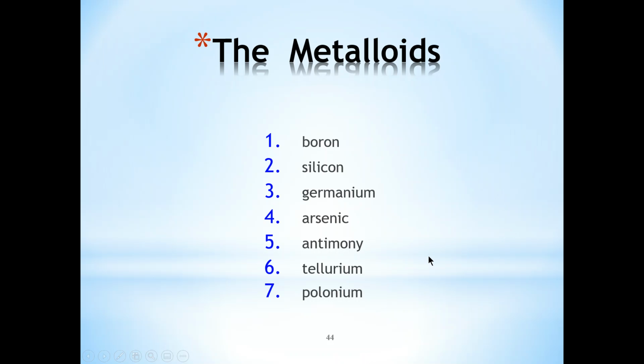I think I misspoke when I talked about astatine being a metalloid. It's not. So these are the metalloids. There are 7 of them, right? And as I said before, they display metallic and non-metallic character.